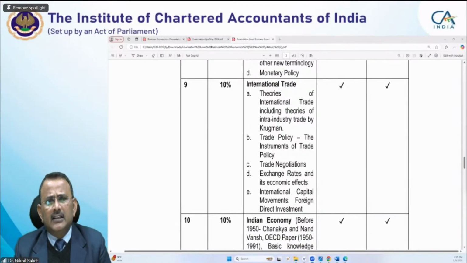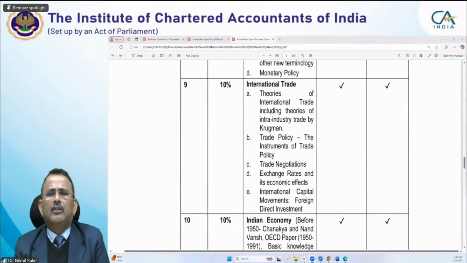Then the exchange rate: what is a fixed exchange rate, what is a floating exchange rate. Then international capital movement, the FDI and FII, is part of your syllabus.